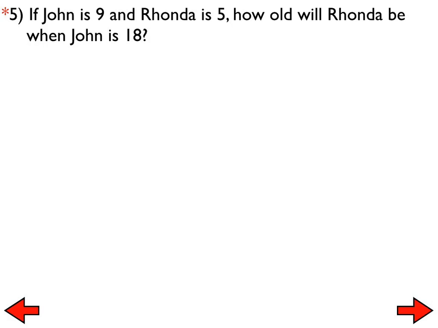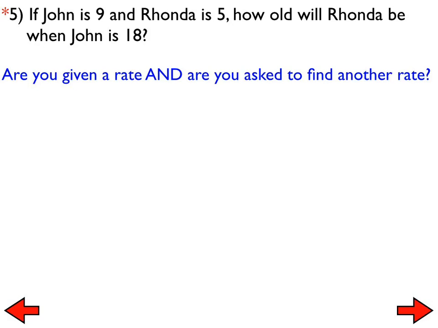So let's take a look at number 5. Are you given a rate? Yes or no? Some of you are saying yes, and some of you are saying no. John is 9 and Rhonda is 5. That's a rate? No, a rate would be like 20 rolls for every 5 tablespoons of butter, or 91 books in 7 hours. That's a rate.